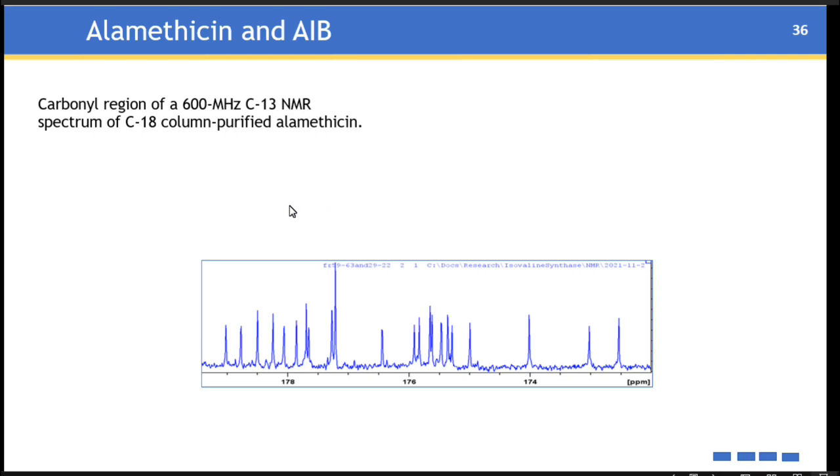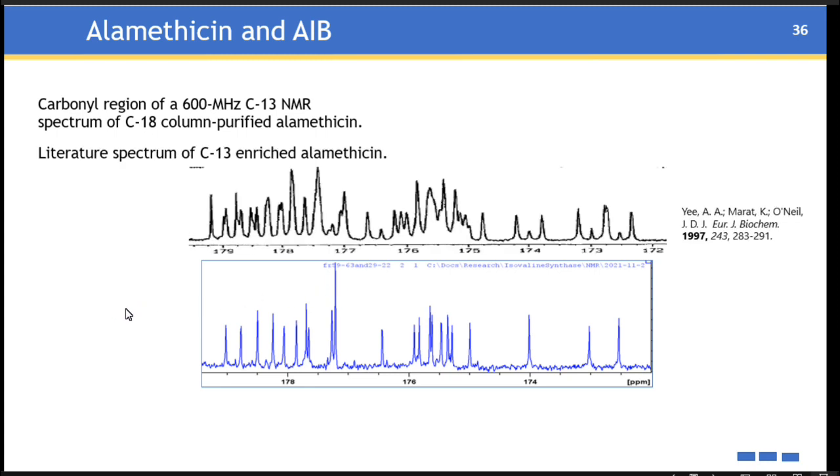Using our beautiful 600 megahertz NMR, I've obtained a number of NMR spectra of purified alamethicin, and this gives exactly the right carbon spectrum. I'm showing the carbonyl region here. It should have 23 peaks. It's actually got 22, because 2 of the glutamines end up at the same position. So this is two carbons here.